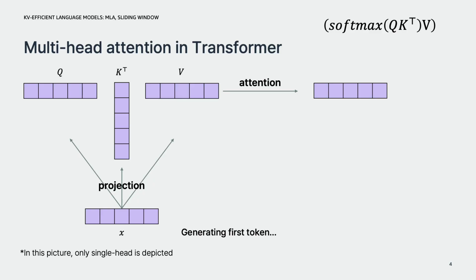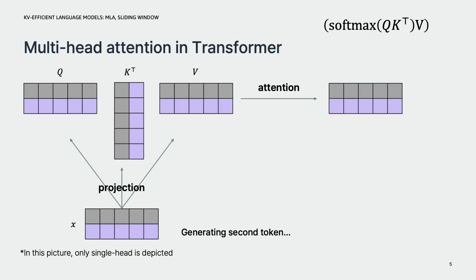So first, I'll talk about the background, the KV caching. Here, I'll assume you know the basics of transformer and attention. In this picture, as you can see, this X is the hidden state, so the input to the transformer layer. And this X is projected to queries, keys, and values. From these queries, keys, and values, the attention is performed. And by doing these and other operations like MLP, we could generate the first token.